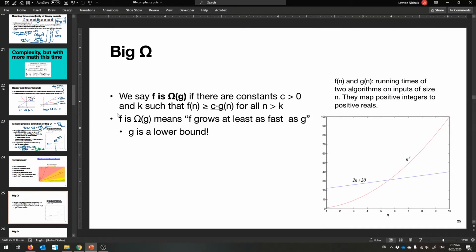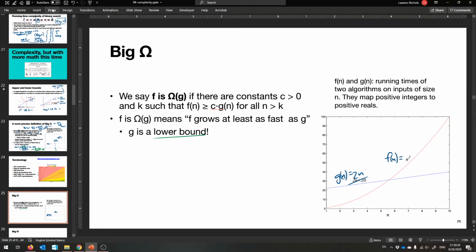So we talked about big O. Let's talk about big omega. Now, big omega is essentially the opposite of big O. It means that you found a lower bound instead of an upper bound. Okay, so let us do this. Here I have n squared and 2n plus 20. So let's pretend that this was really 2n, and this can be our g of n, and this can be our f of n this time. They've swapped.